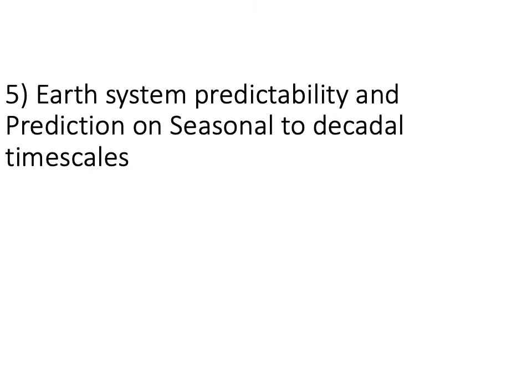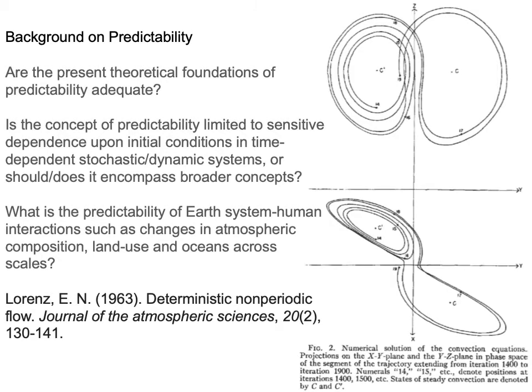Now, moving on to Earth system predictability and prediction on seasonal to decadal scales. The predictability question gets back to this issue of how much memory is in the system, depending on our ability to characterize the initial conditions, and the understanding that small deviations in initial conditions can lead to chaotic behavior in some systems.